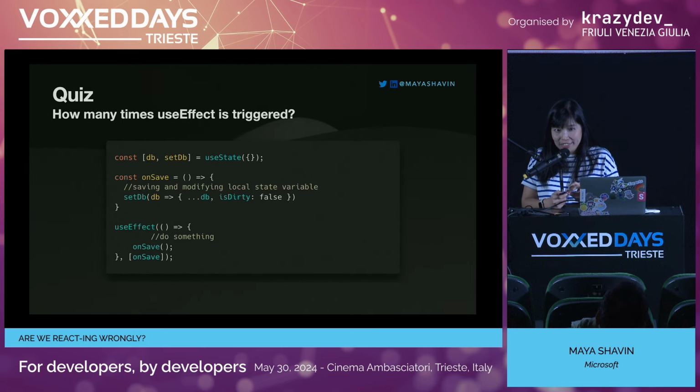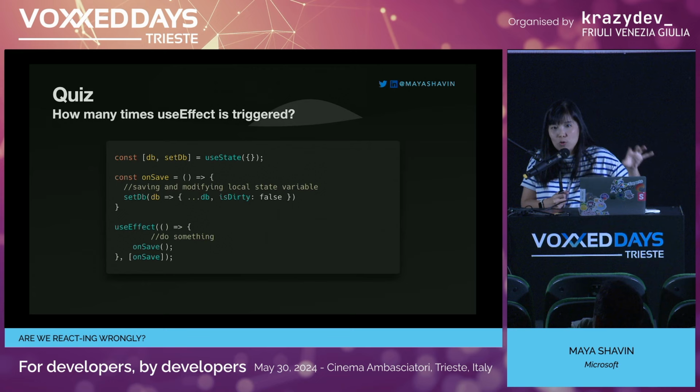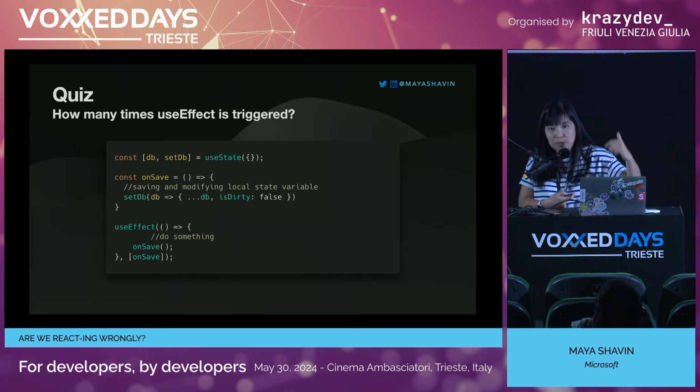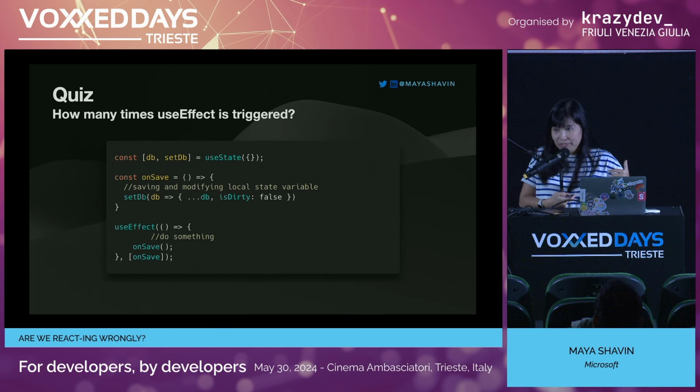Okay, so the right answer is that every single time onSave changes, useEffect will be triggered, right? But how many times does onSave change? On every single render, regardless of whether the db changes. As long as you have another local state change, the component re-renders and reruns the logic, then onSave will be recreated because it creates a new function definition. And because we don't use useCallback, the useEffect will keep triggering again and again, and we may end up with a performance problem here.